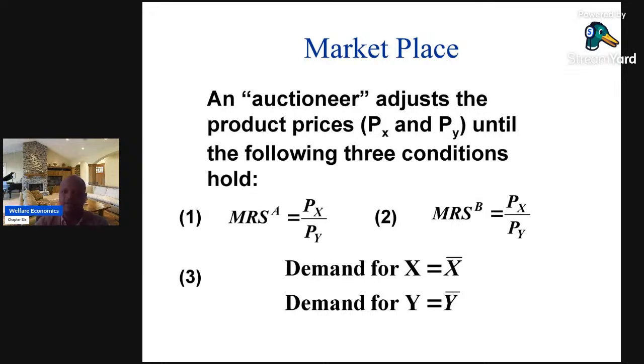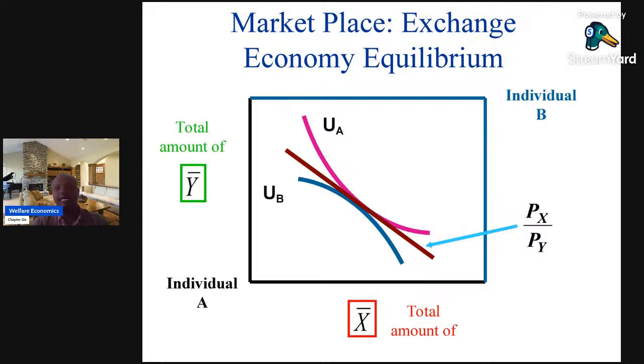Again, the third one: demand for X is fixed, and demand for Y is also fixed, that is, a fixed Y bar and X bar. This is the assumption given. Utility A and utility B are tangent at this point. At the point of tangency, for both of them, price of X over price of Y is the common tangent. Common tangent for utility A and utility B means the budget line. This is a straight line, the budget line.